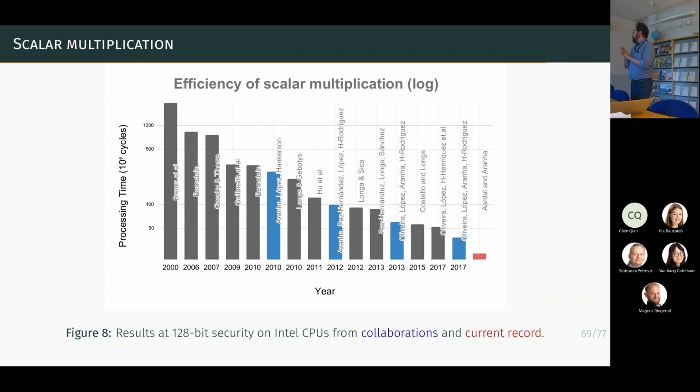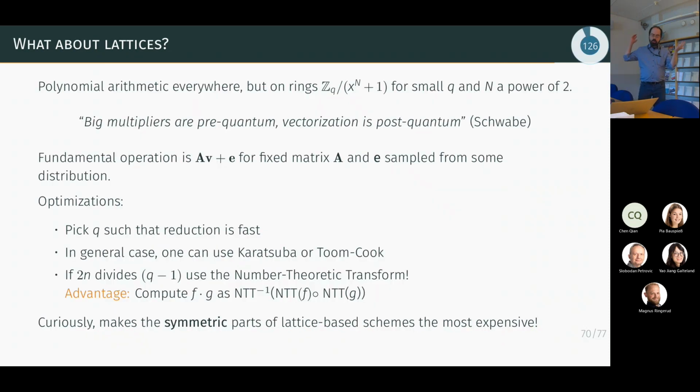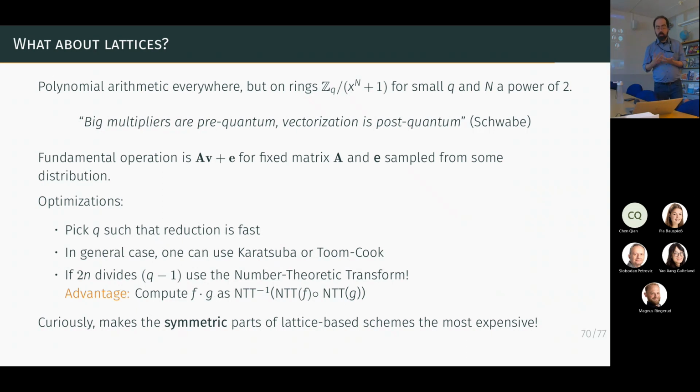So now, as I promised, any other questions before we quickly move to lattices? I'll be very brief because I'm out of time anyway. No other questions. But no one cares about any of this, right? We need to move to post-quantum crypto. So how much of this still applies to lattices?